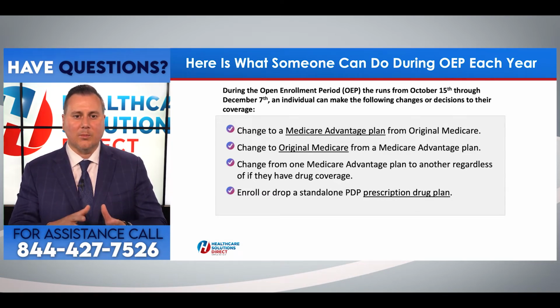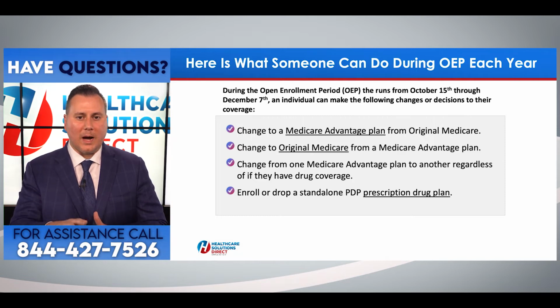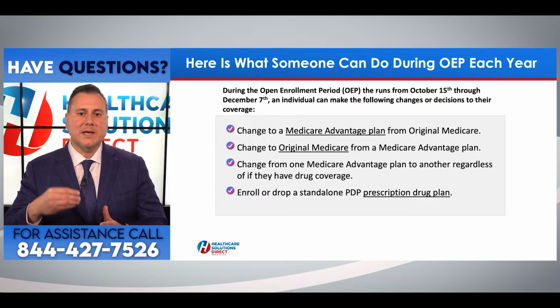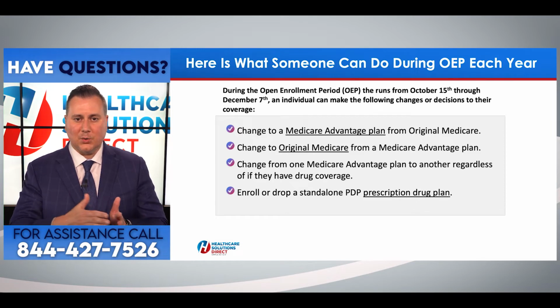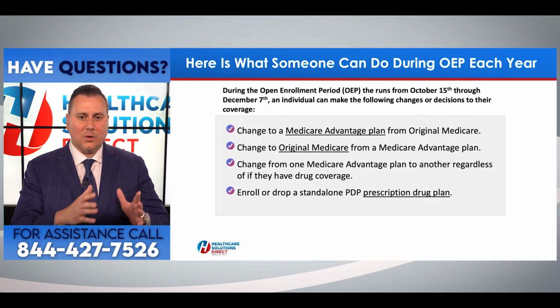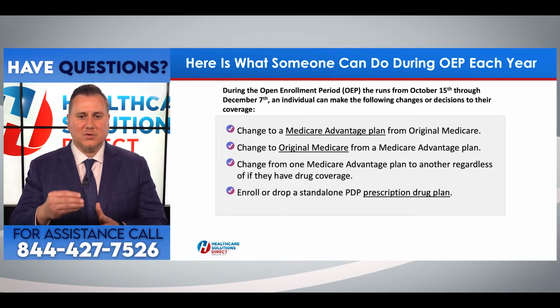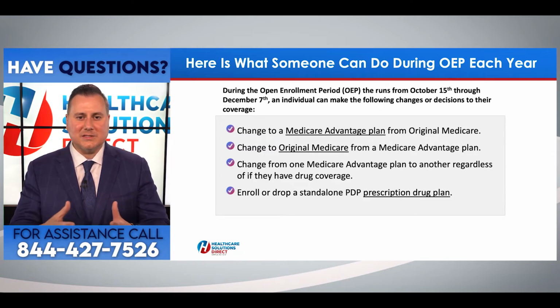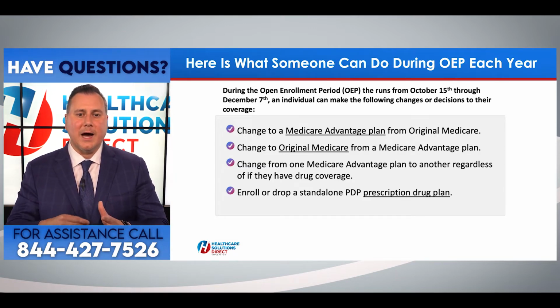The last one, number four, is you can enroll in or drop a standalone PDP prescription drug plan. So if for some reason you do not have credible prescription drug coverage currently, you can now purchase a Part D drug plan during this time period of October 15th through December 7th, or you can also change your Part D drug plan around as well for January 1st. So be sure to get to know those four options that you have during the open enrollment period with Medicare. Maybe rewind this so you can listen to it again so you really understand these four options during your Medicare open enrollment period.